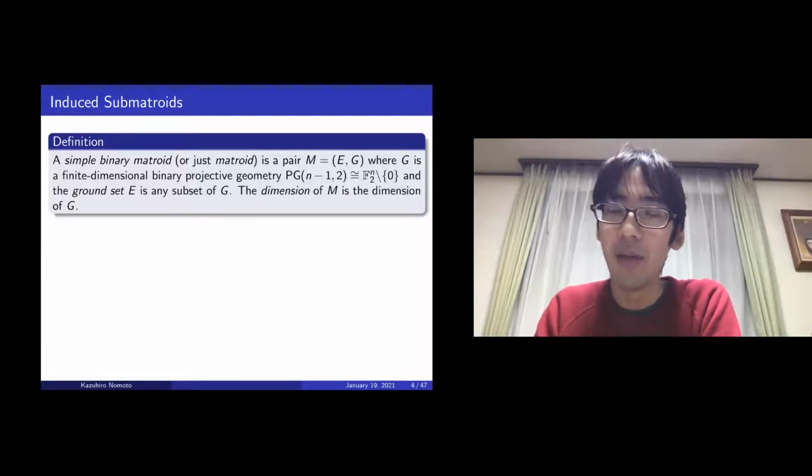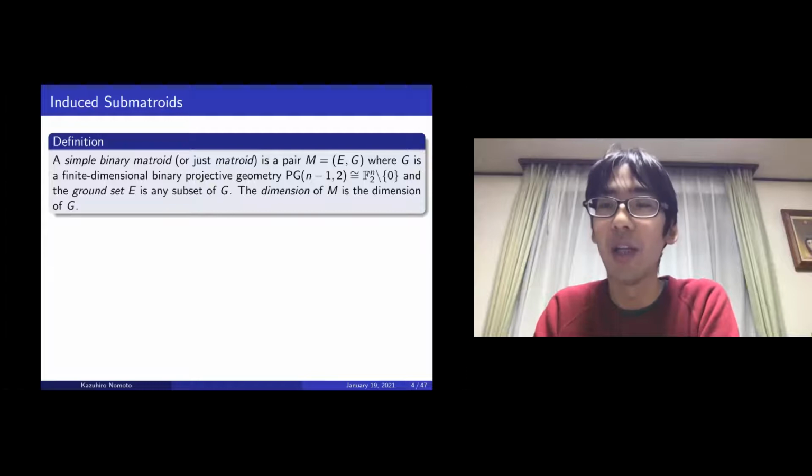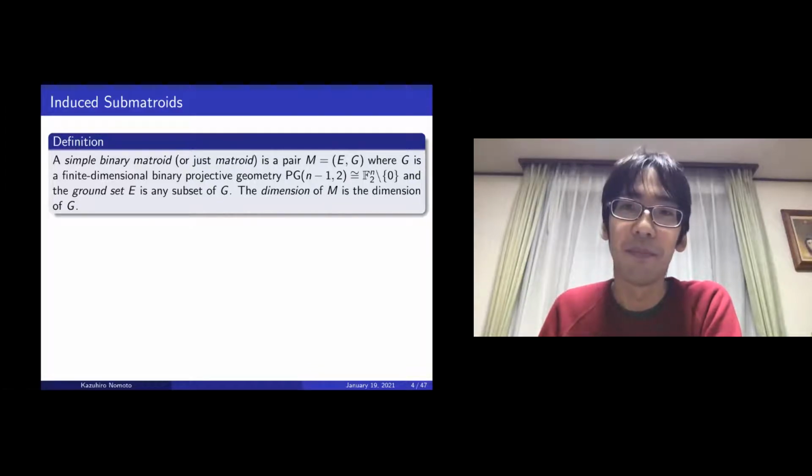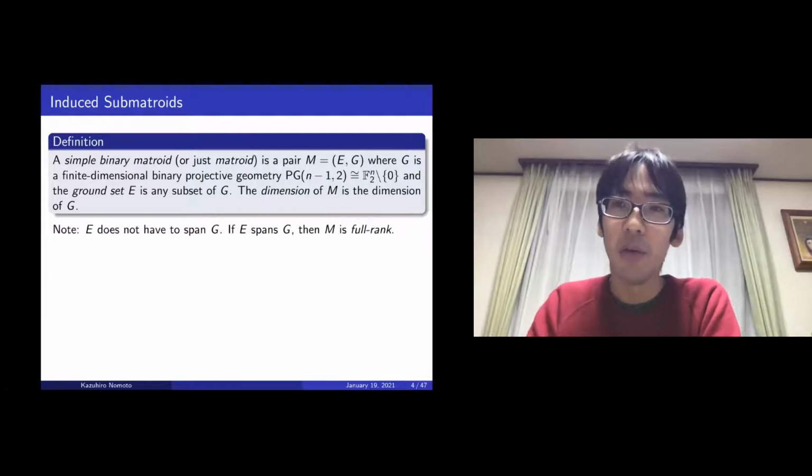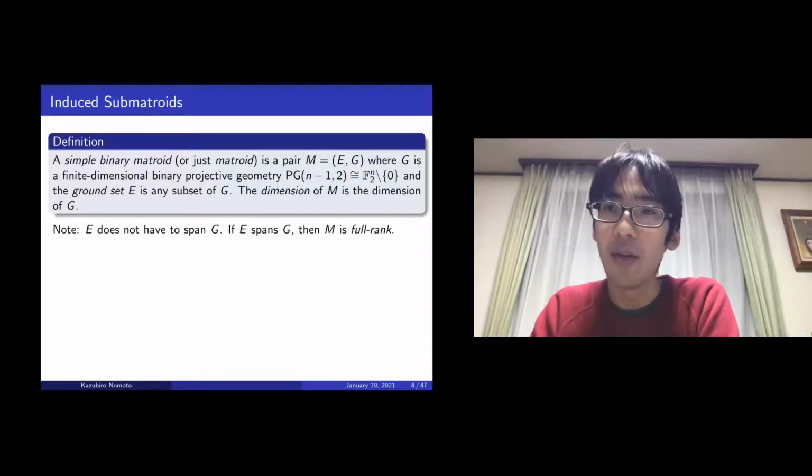When I think about matroids, I'm basically thinking of vectors, very concretely as vectors living inside F2 to the n. If you look at this definition, you probably notice that it's okay for E not to span G. In the most extreme case, E can be the empty set. That's fine in this definition. And if E happens to span G, then I'm going to say the matroid M is full rank.